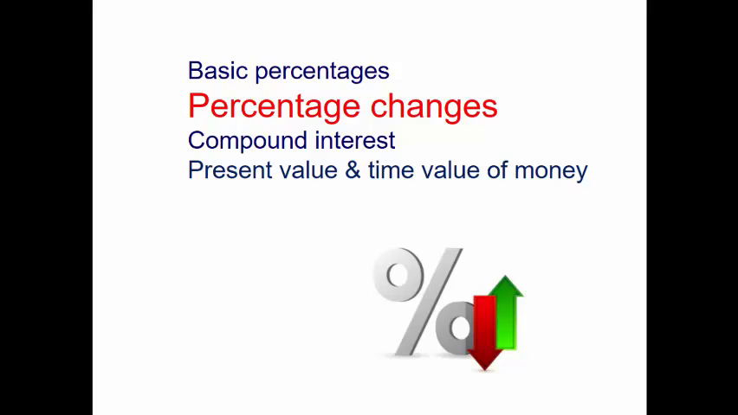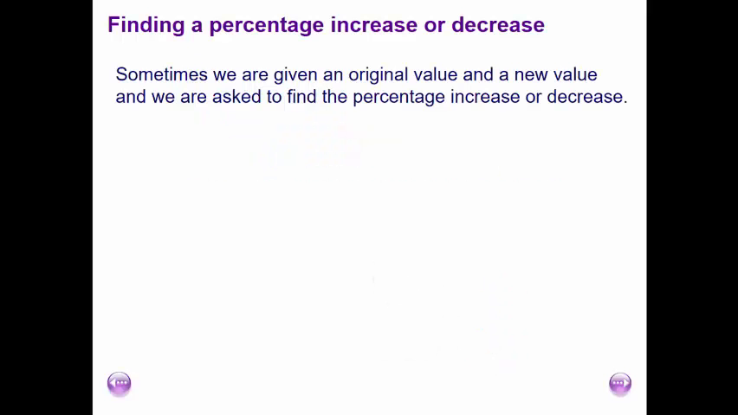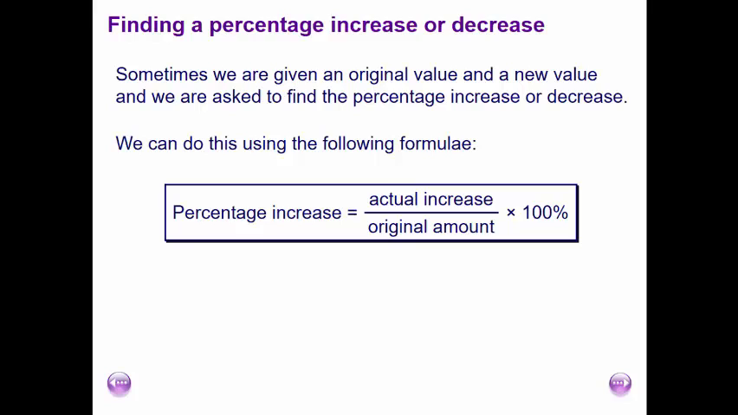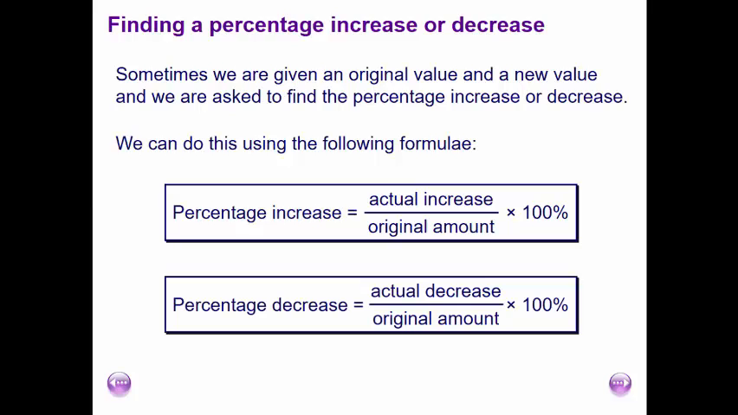Okay, now we're going to look at percentage changes. Sometimes an amount changes and we want to know how much that increase or decrease has varied from the original amount. So we want to know the percent increase or the percent decrease. If it's a percent increase, then we divide the actual increase by the original amount. We always divide by the original amount, not the new amount. The original amount is always considered to be 100%.